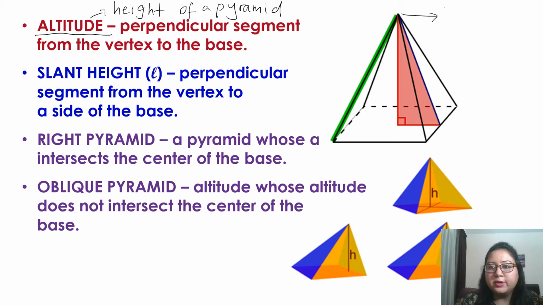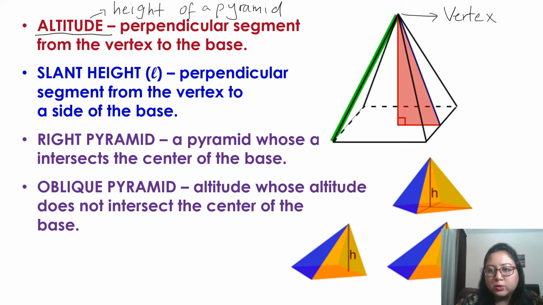So this top point from where all the lateral faces are meeting, this is called the vertex of the pyramid. So from the vertex to the base, so this is the base, the bottom face of the pyramid. So it looks like a rectangle here.